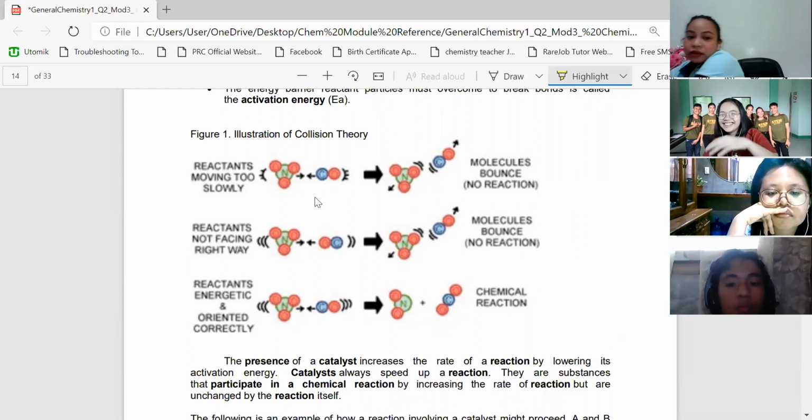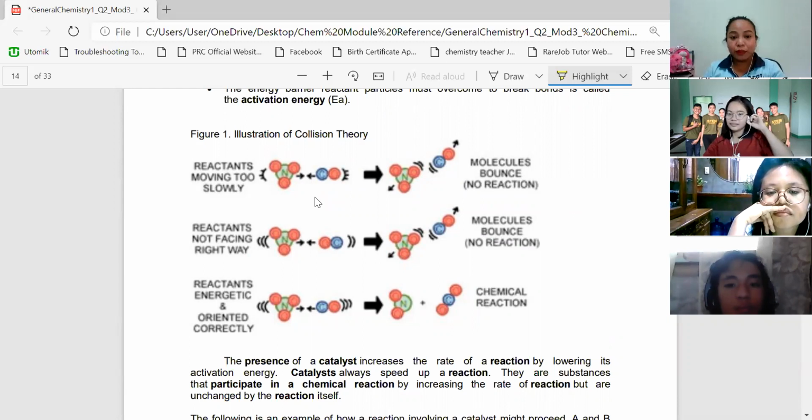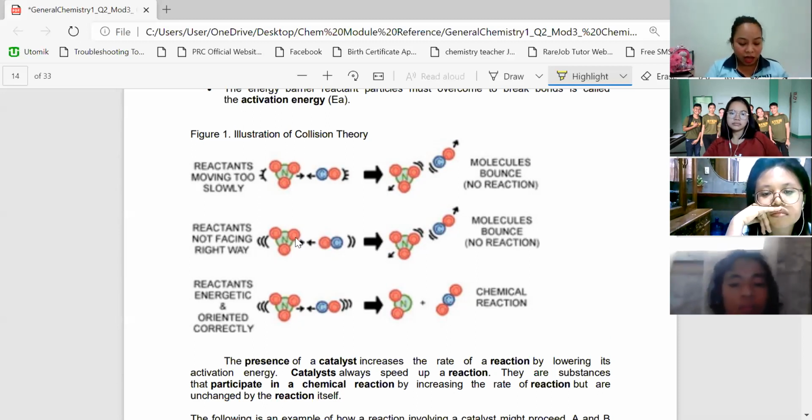So pag si reactants, nagbangga sila in a very slow motion, ang tendency nila mag-bounce lang sila. So, dili maka-chemical reaction. If the reactants are not facing right to each other, pareha man ni silang color, meaning pareha sila nga atom. So, kay pareha man sila, they do not entertain each other. So, no reaction still happens.